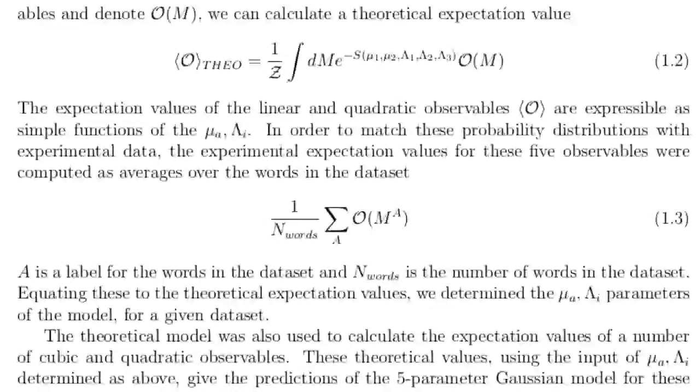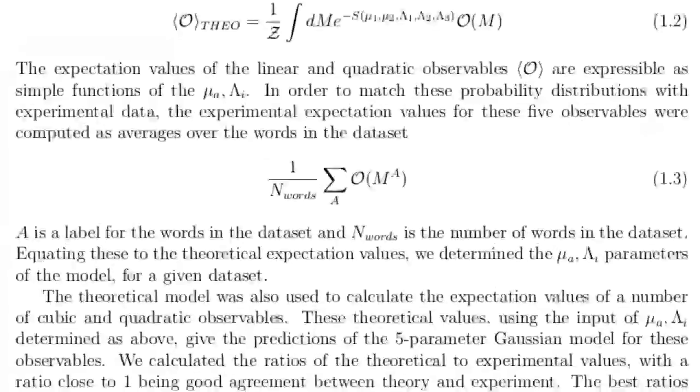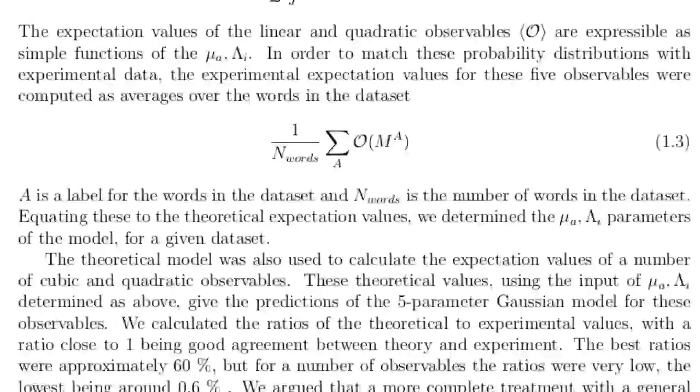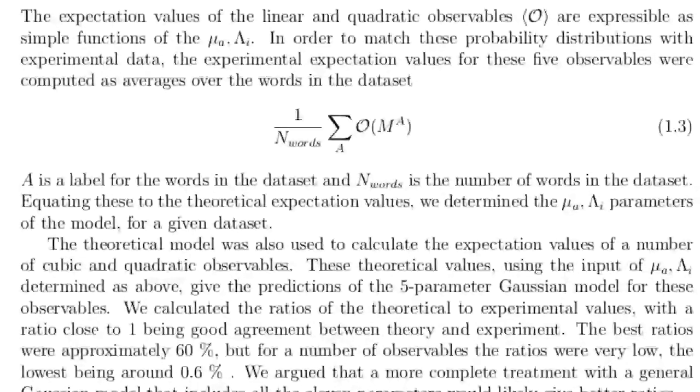Okay, so this gives us a theoretical expectation value, which I don't think is going to help very much in terms of understanding this paper. And the expectation values of the linear and quadratic observables are expressible as simple functions with μa and λi. In order to match these probability distributions with experimental data, we need experimental expectation values for these 5 observables.